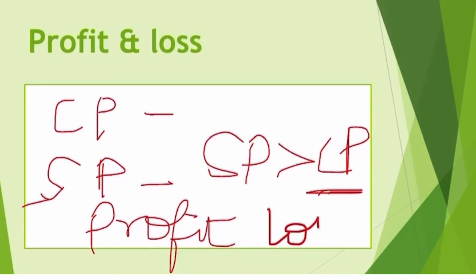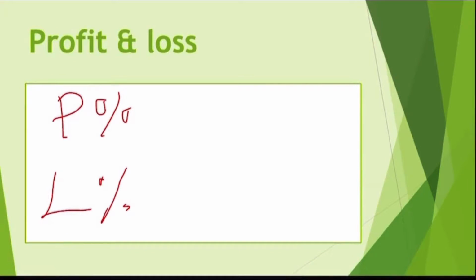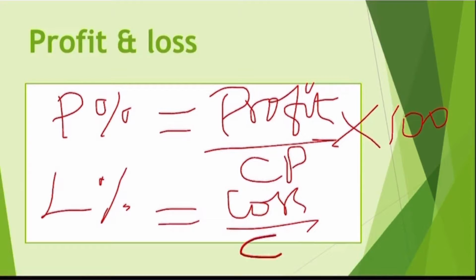If it is a loss, in that case, the article is sold at a price which is lesser than the cost price. Next, profit percentage and loss percentage. Here it is expressed as a percentage. So that is the formula for profit percentage and loss percentage. To find profit percentage, we write the profit in rupees divided by cost price into 100. Loss percentage, loss divided by cost price into 100.